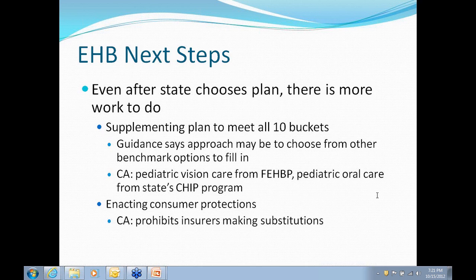And states could also then enact additional consumer protections on top of actually identifying how those buckets are filled. An example of this is California, which put in their legislation that insurers cannot make substitutions within the 10 categories or across the 10 categories. So they've limited the insurer flexibility to move things around and say they're still meeting the state's requirement for essential health benefits.